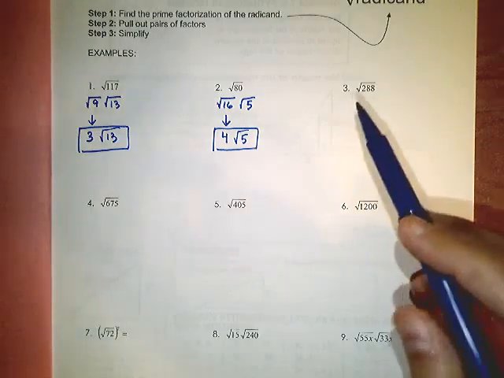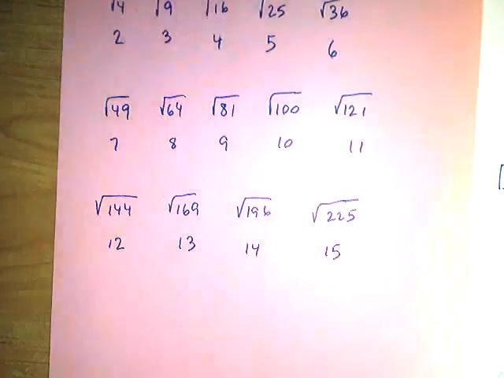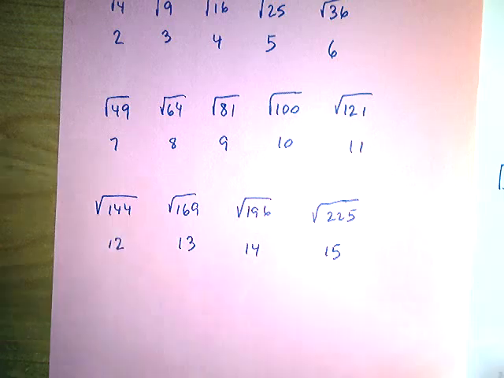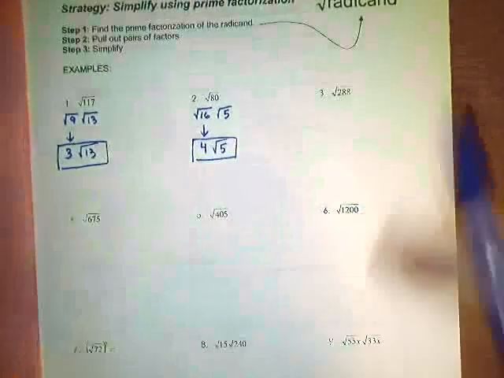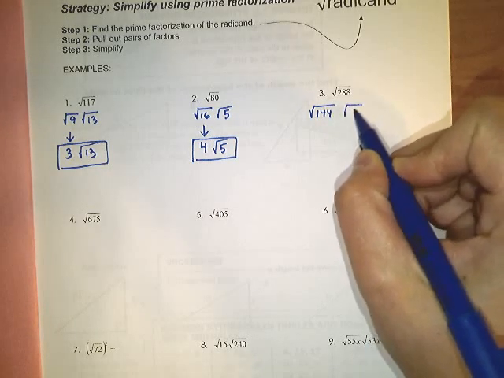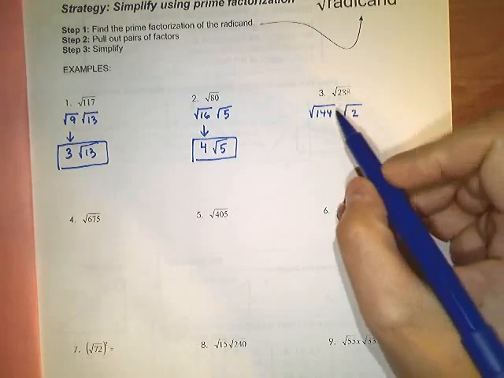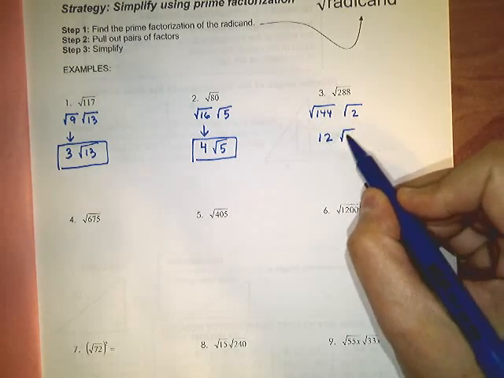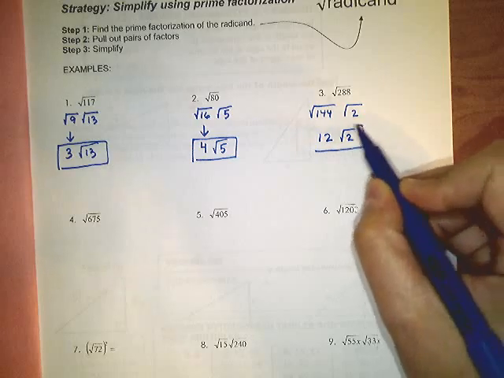The square root of 288 is divisible by 144, root 144. So you could break this into the square root of 144 times the square root of 2. And the square root of 144 is just plain old 12. The square root of 2 cannot be simplified. And there you go.